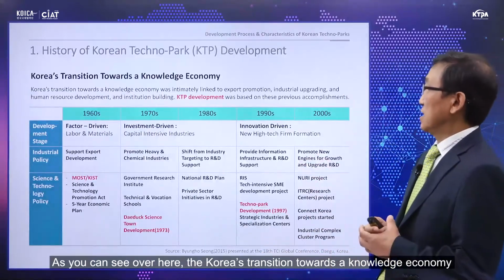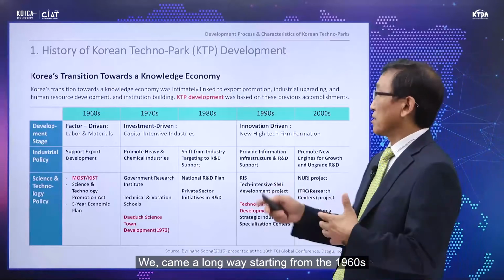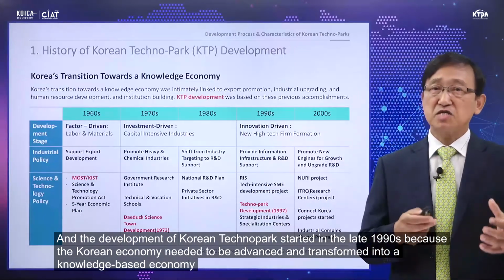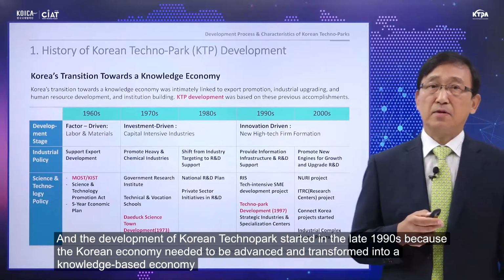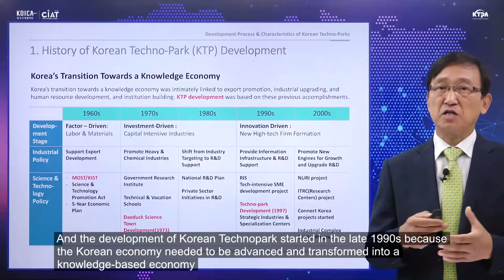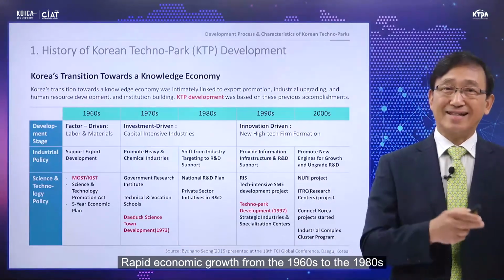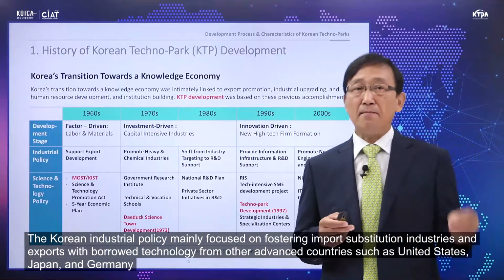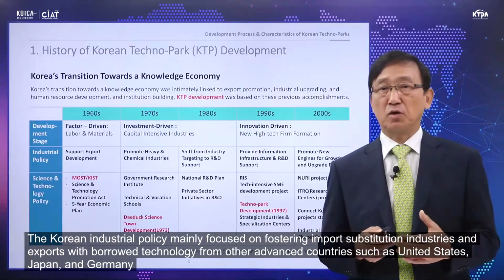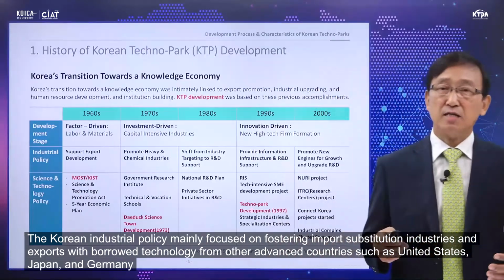As you can see over here, Korea's transition toward the knowledge economy came a long way, starting from the 1960s. The development of Korea Technopark started in the late 1990s because the Korean economy needed to be advanced and transformed into a knowledge-based economy. During rapid economic growth from the 1960s to the 1980s, Korean industrial policy mainly focused on fostering import substitution industries and export with borrowed technology from other advanced countries such as the United States, Japan, and Germany.